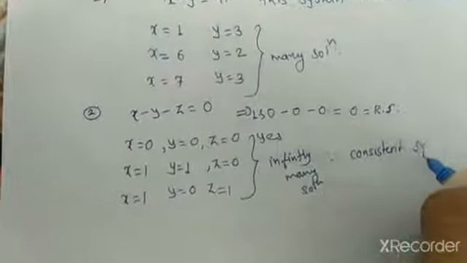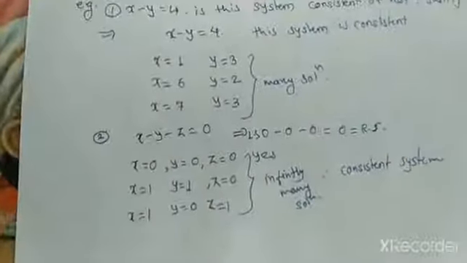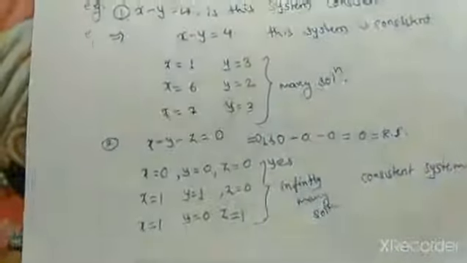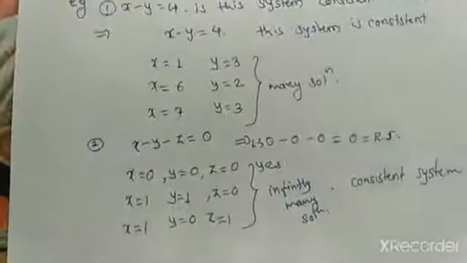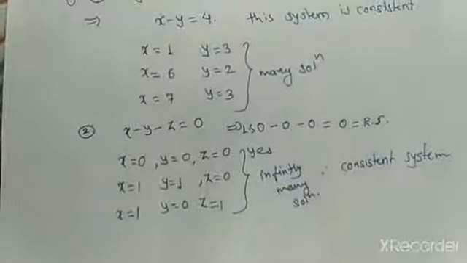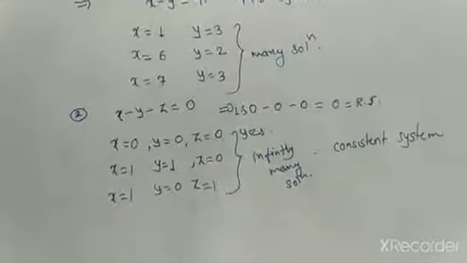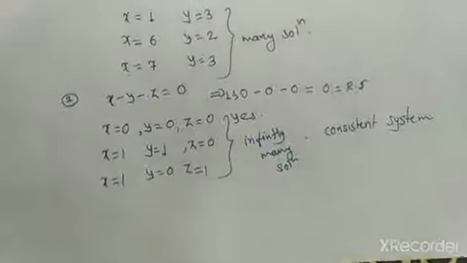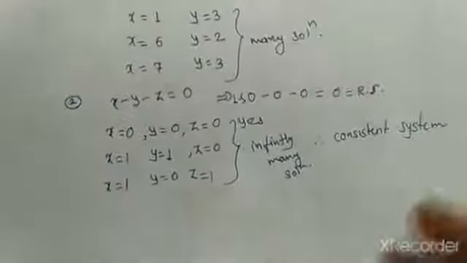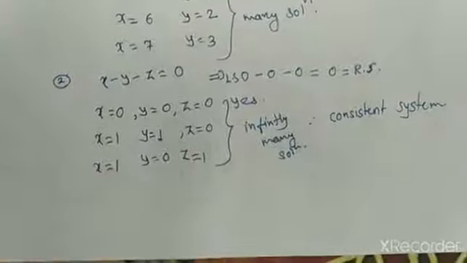Consistent system. For fill in the blanks, such types of questions are asked. We are given options such as consistent system, inconsistent system, no solution, infinitely many solutions, unique solution, two solutions. These types of questions are asked in papers for objective questions.